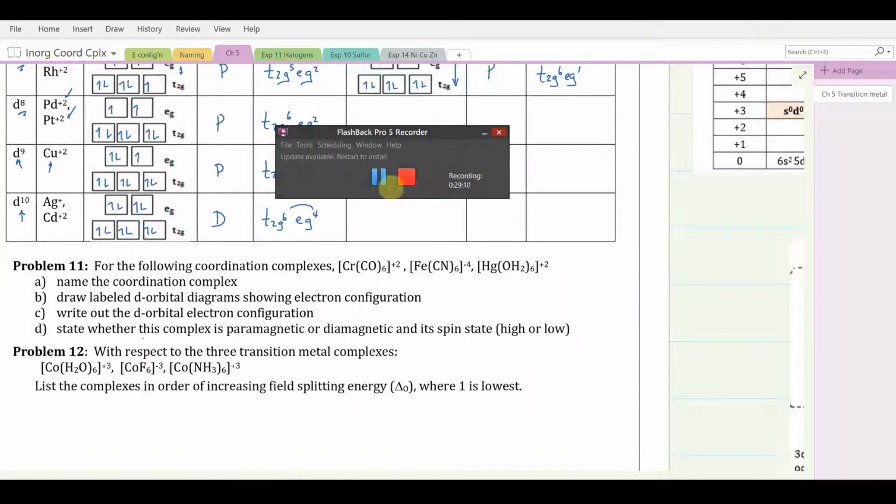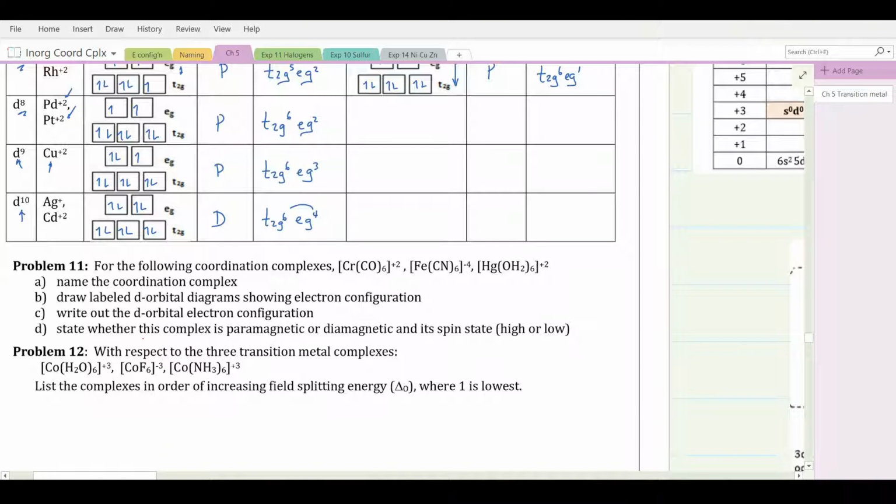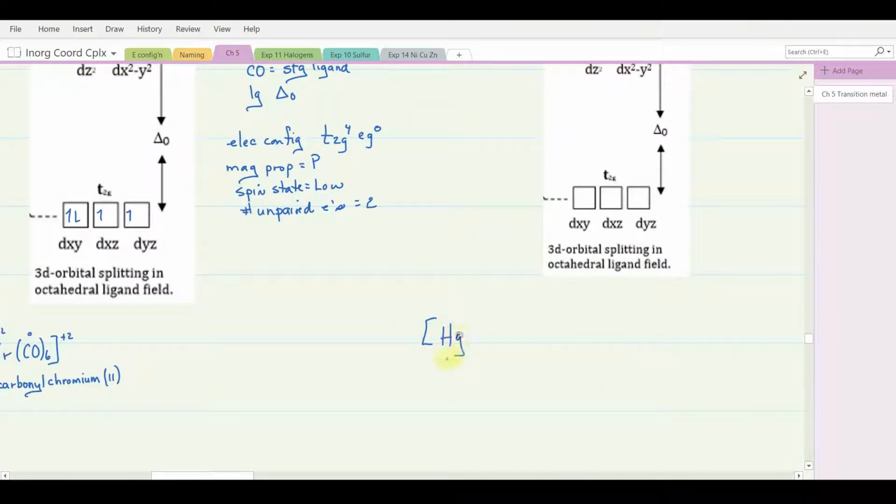Now all the answers to these problems are at the end of the chapter, so I won't do them all, but perhaps take a look at this third part here, Hg(H2O) taken 6 times. Notice that water is often written as OH2 as a ligand. It's your option here. Hg(OH2) taken 6 times, charge of +2.